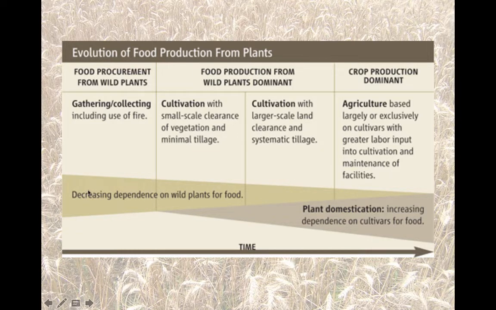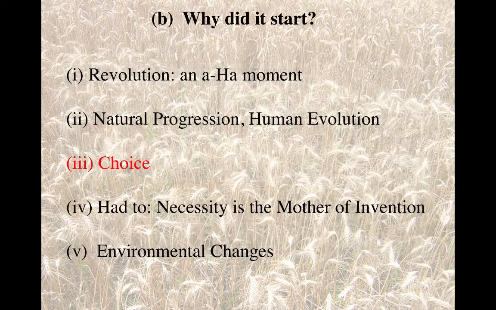So we go from dependence on wild plants to a decreasing dependence on wild plants with an increasing dependence on plant domestication. Is this kind of a natural progression for humans? Who knows? Was it a choice that humans just decided that that would be a good thing to do?